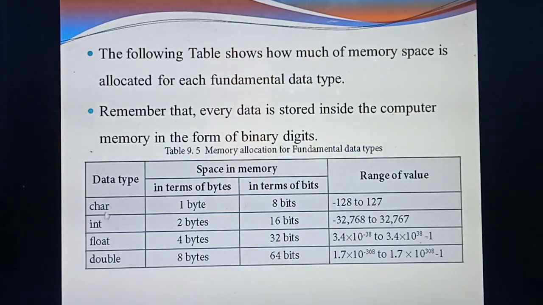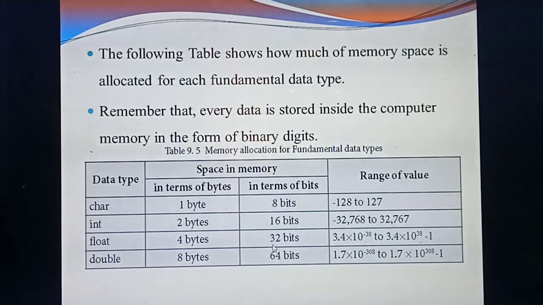Character data type requires how many bits? 8 bits. In terms of bytes, that is 1 byte. Integer means 16 bits, that means 2 bytes, so it will take 2 bytes in memory. Float will take 4 bytes in memory. As you have already studied, compared to integer, float takes more memory space. Double will occupy double the memory space of float, so 8 bytes, that means 64 bits. This is an important one.